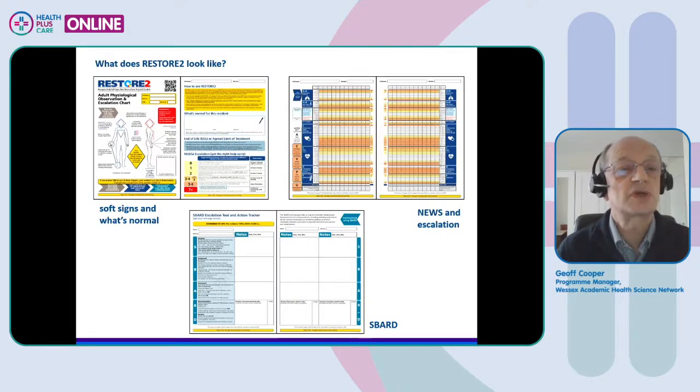This is what Restore 2 looks like. It's 6 sides of A4. The first 2 are about the soft signs and Restore 2, end-of-life care, escalation thresholds. There are then two pages for the NEWS escalation score, and then the final 2 sides on the SBARD escalation tool and action tracker.